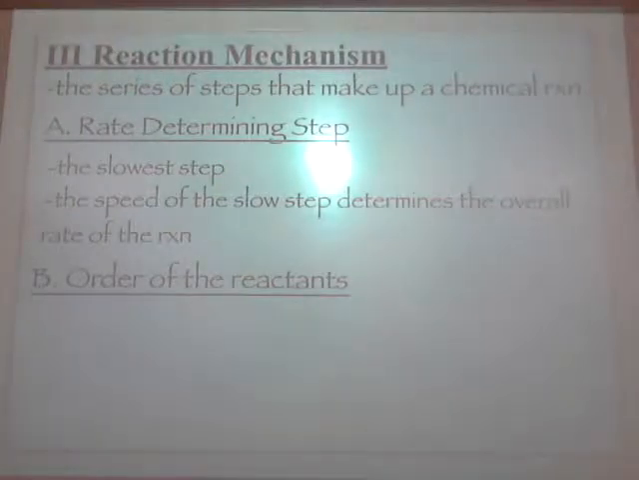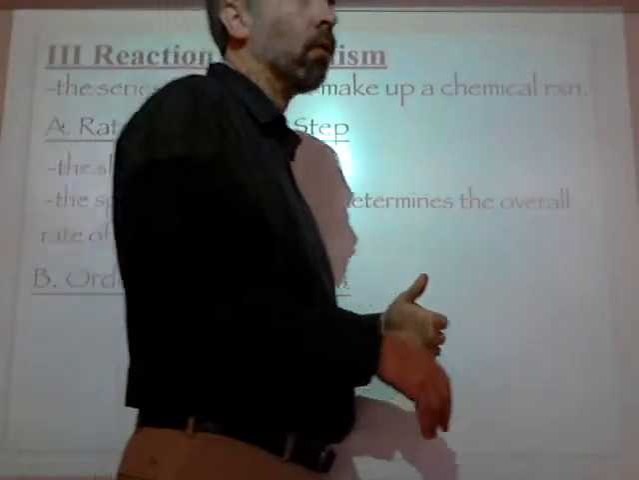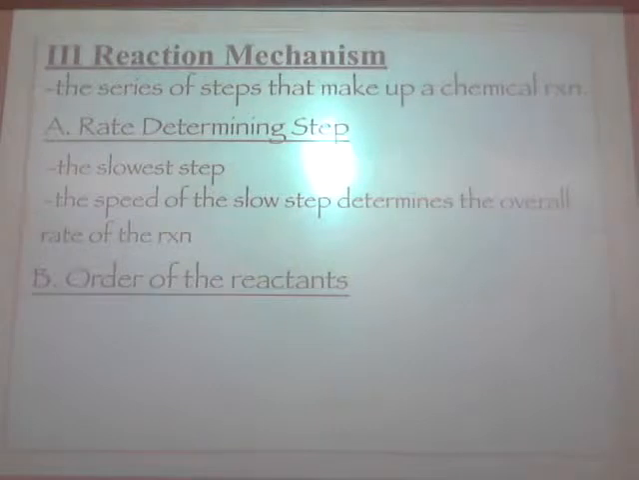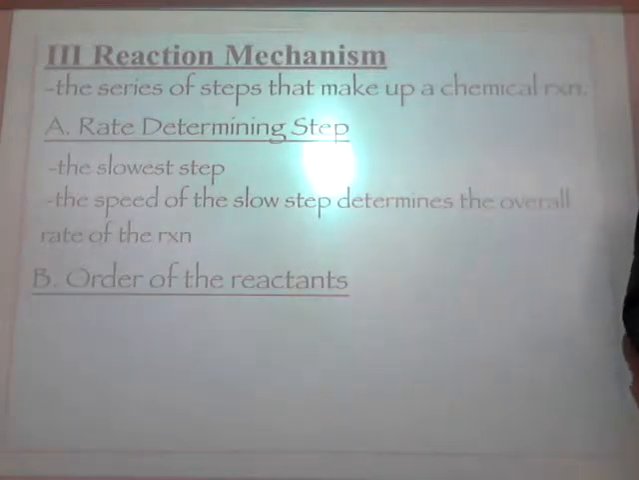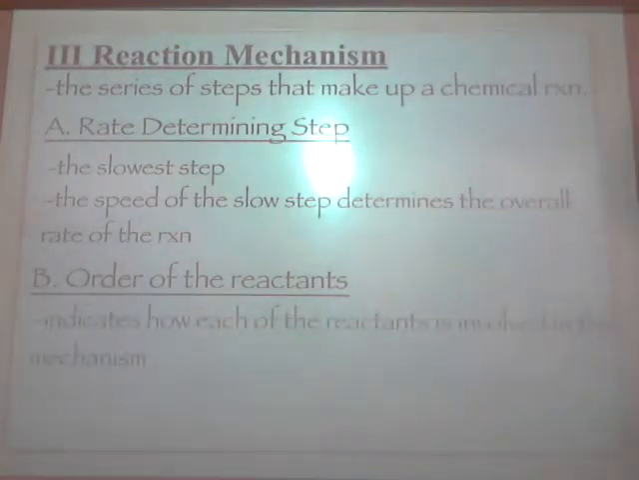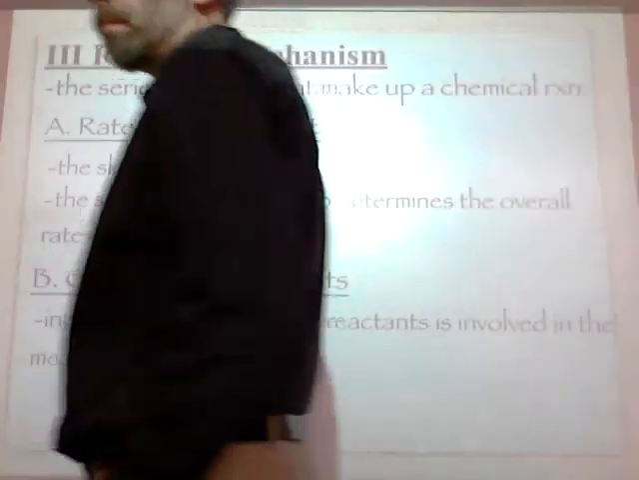This basically illustrates, or represents, I should say, the way that the reactant is used, whether or not it's used in the slow step, and how many times it may be used in the slow step. The order of the reactant indicates how each of the reactants is involved in the mechanism. And it does this in a numerical way that I could plug into an equation, an actual rate law expression equation, and calculate for a reaction.